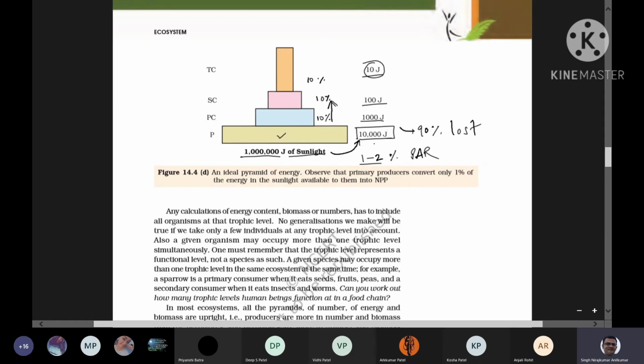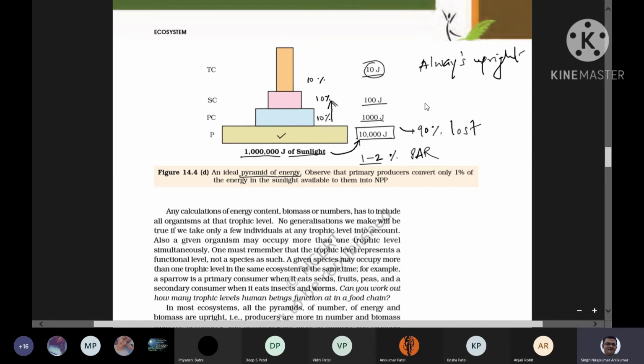Okay, and the energy flow is always upright. I mean, it cannot be inverted actually. So the pyramid of energy is always upright, always, right? So we can write here, this is always upright. Okay, pyramid of energy का कोई भी exception ऐसा नहीं है कि वो inverted हो, right?